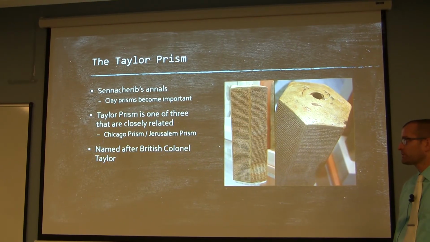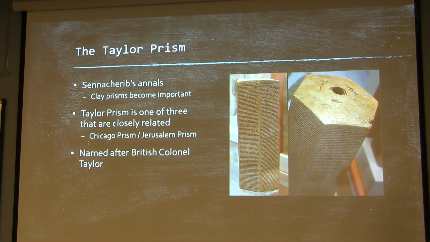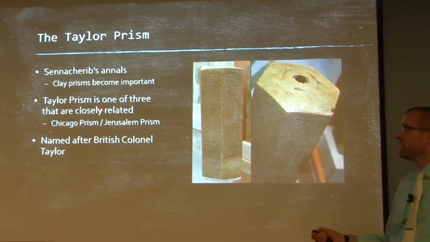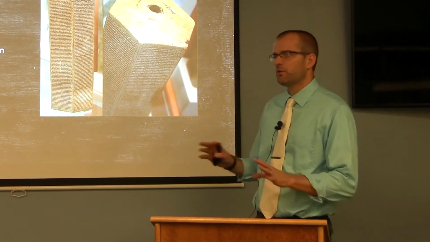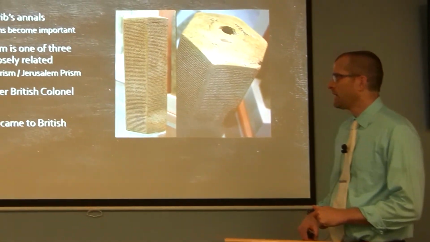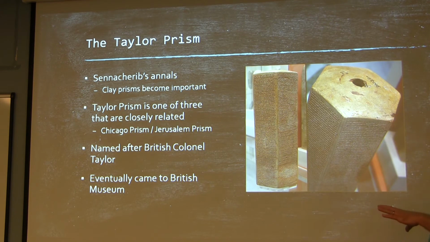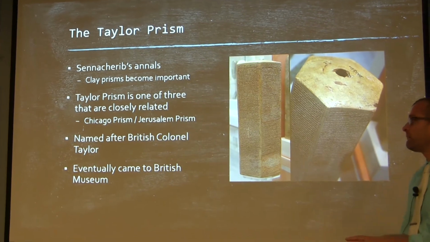So it seems that the British colonel came into possession of it in association with the excavations at Mesopotamia, and then at some point he pawned it off to the British Museum, where they had it and published the contents of it. Again, Taylor Prism, in association with the Chicago Prism and the Jerusalem Prism. That's eventually how it came to be. Again, there's a lot of ambiguity on the provenance of the find, how the find came to be. This does make archaeologists a little nervous because there's no paper trail. But the content of it is really, really important.